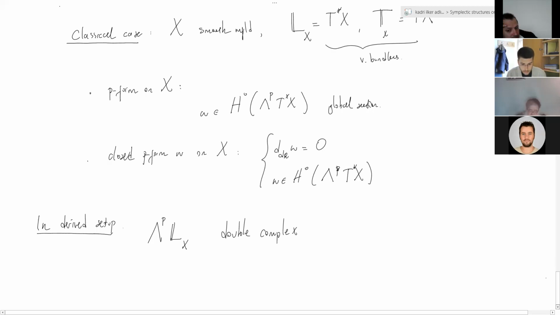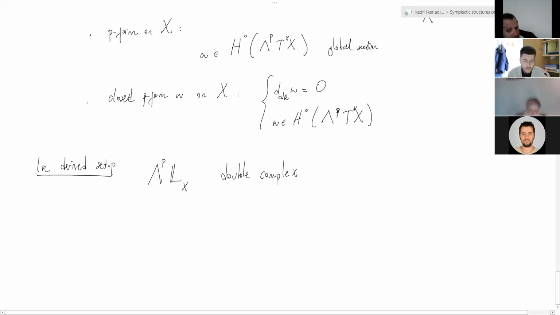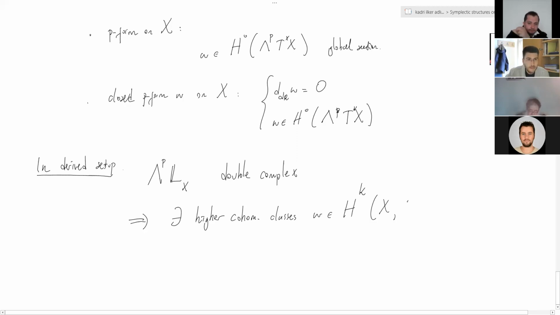Right? So therefore you need more. One actually has higher cohomology classes. There exist non-trivial higher cohomology classes, not just degree 0. Remember, if you go back to the classical case, we are interested in degree 0 classes. But now we have cohomology classes in degree K. And we have something like this. Not just global sections, but now we have this.